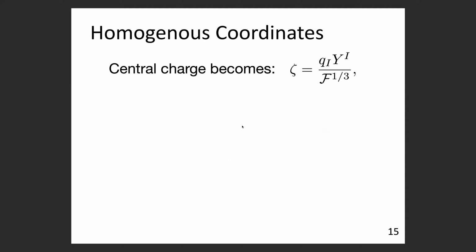So now I can write the central charge in terms of these homogeneous coordinates, I just have to put in an appropriate power of F to make sure that zeta doesn't have a scaling weight. I want to really write the physical central charge, not something that has some unphysical scaling.